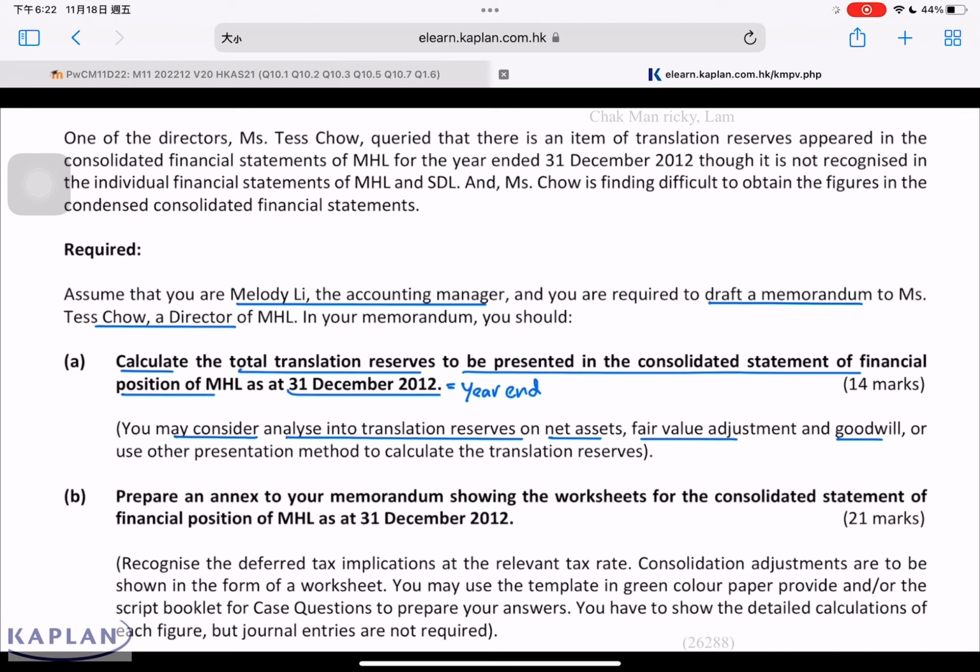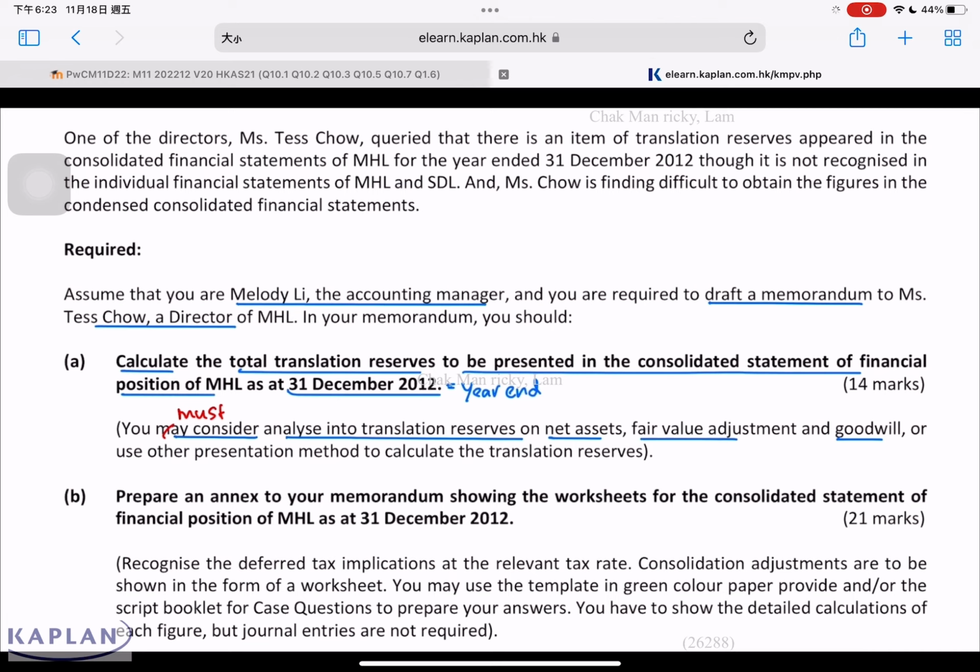If you come across this type of statement when they say you may, in the exam it is you must. By giving you this sentence, it is to tell you that you should do this. These are hints given from the examiner. When the question says you may do this, in the exam you have to do so. Because the marker will be given similar working, when your working matches the marker's working, it makes it easy for the marker to mark the paper. For part A, when you calculate the translation differences, you must analyze the translation differences on net assets, fair value adjustment, and the goodwill separately.